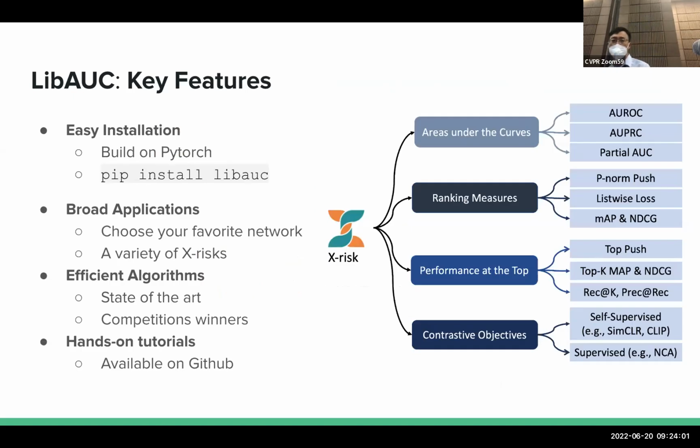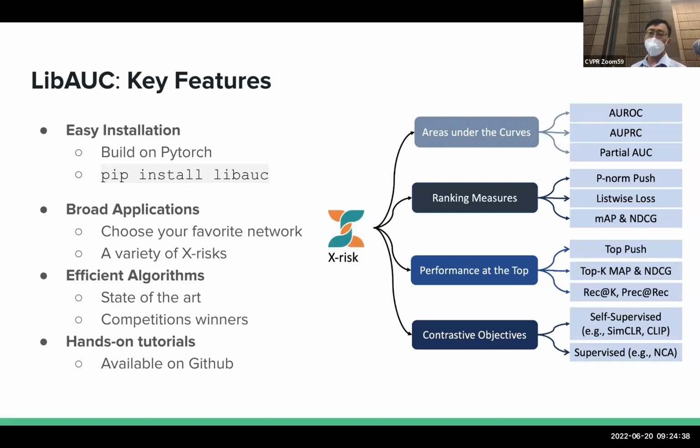Okay, some key features about this library. It is easy to install, right? It's built on the PyTorch platform, and since PyTorch is very, very popular in the community, we built on PyTorch. So it's easy to install. You just type this line, pip install libauc, and you can install the library. Second, it has broad applications, right? You can choose your favorite network, so you can define your own network structure. Our library provides the optimization algorithms to optimize a variety of risk measures.